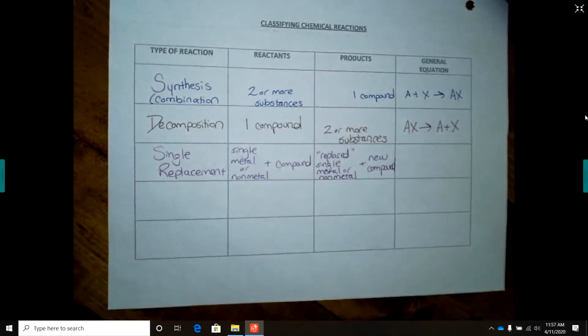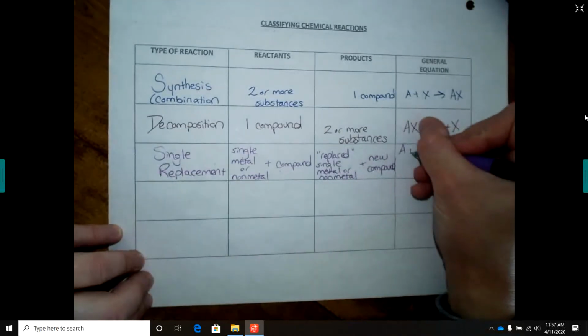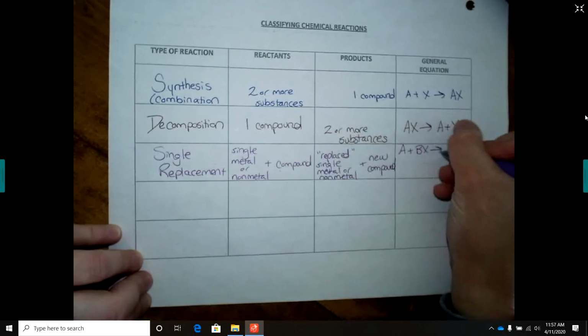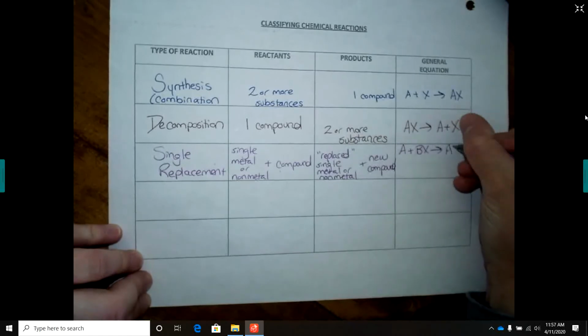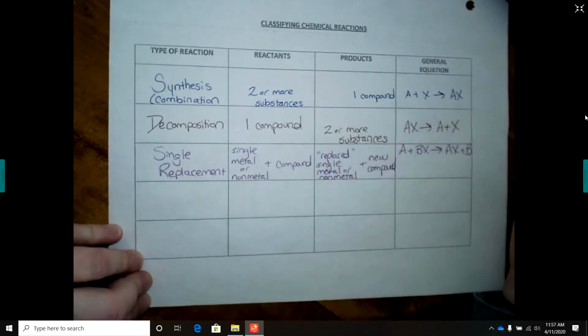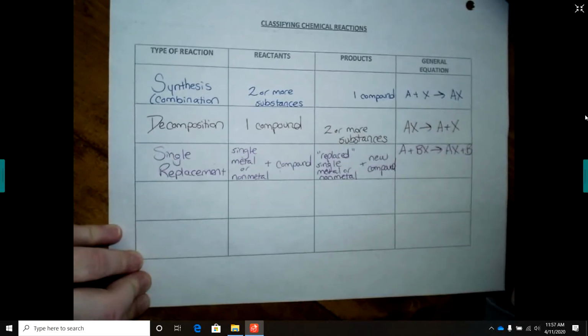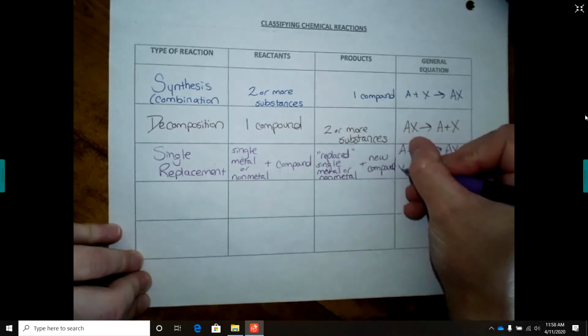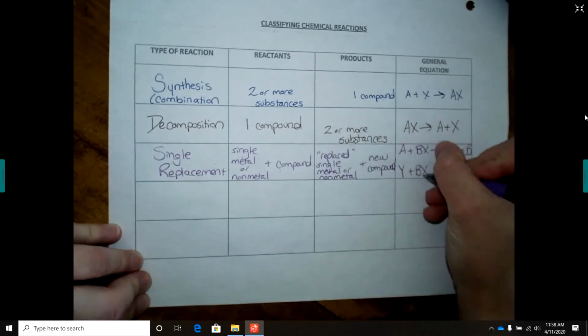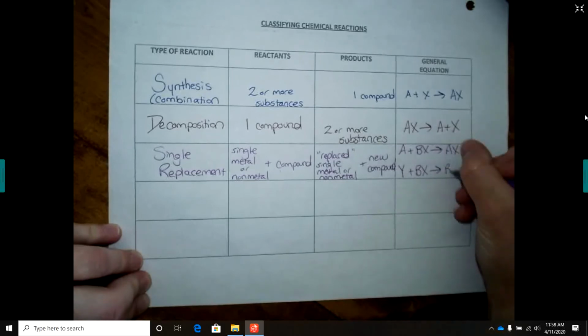So for this example, I'm going to give you two equations. The first one is A plus BX yields AX plus B. By the way, if you hear pounding in the background, my husband is working on our deck today, so I apologize. But moving on, the other equation is going to be Y plus BX yields BY plus X.